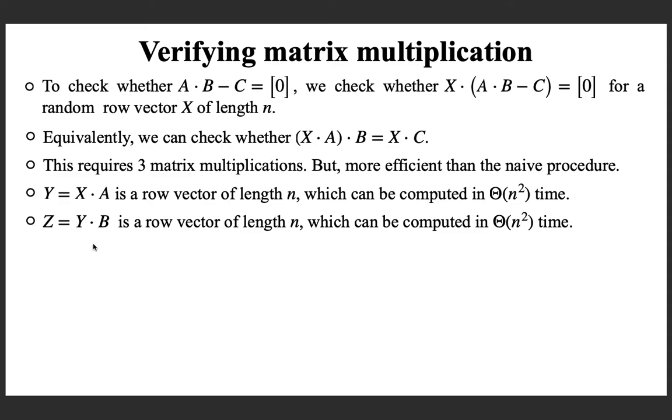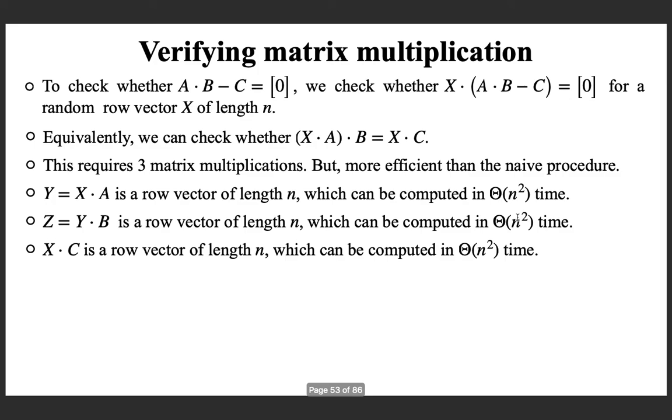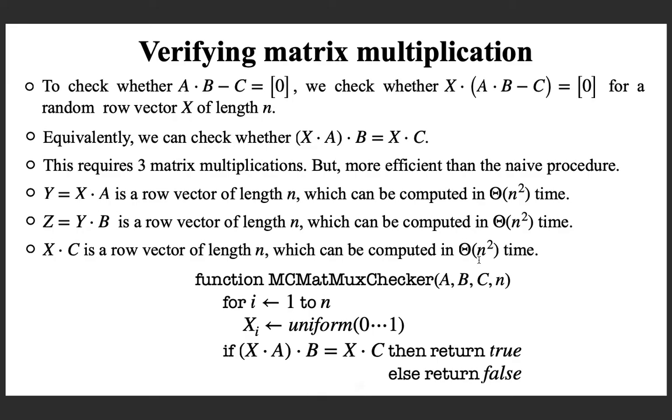This is again a theta of n square operation, because a row vector of size n is to be multiplied with an n by n square matrix. So it's again an order of n square operation. And this is again order of n square, because a row vector of size n is multiplied by an n by n matrix. So each of the multiplications is order of n square, and hence we are getting an order of n square procedure. So this is what we are trying to do.